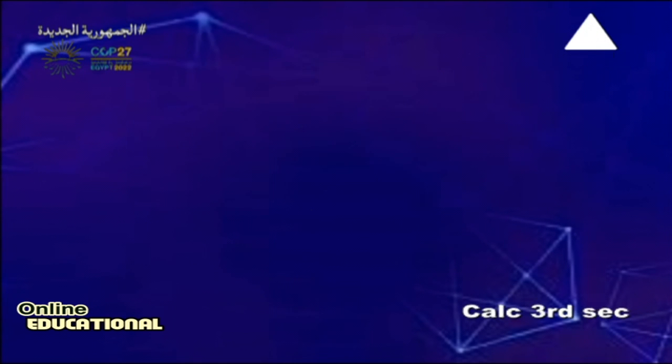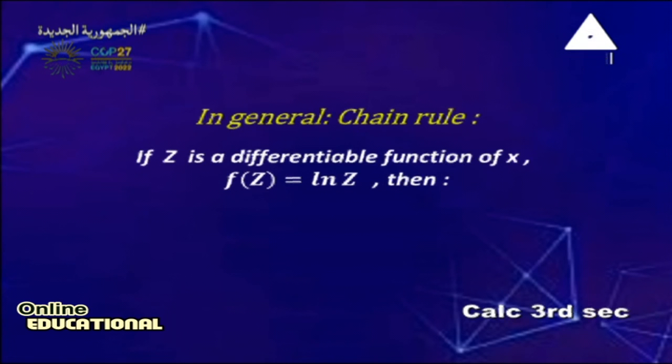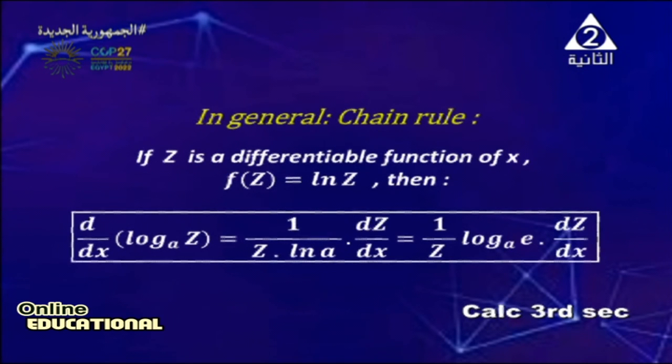In general, from chain rule, if z is a differentiable function of x and f of z equals log z to the base a, then the derivative of log z to the base a with respect to x equals 1 over z ln a multiply dz by dx, which equals 1 over z log e to the base a multiply the derivative of z with respect to x.